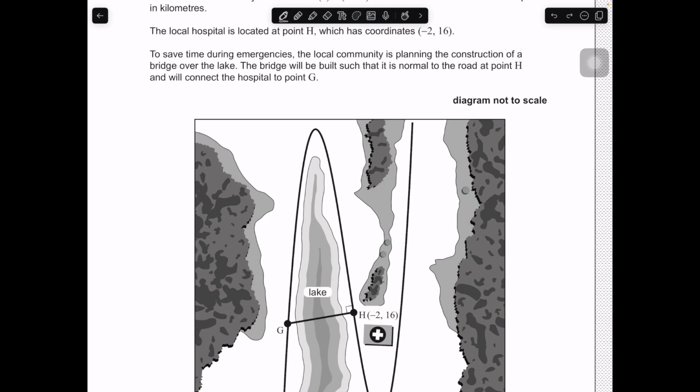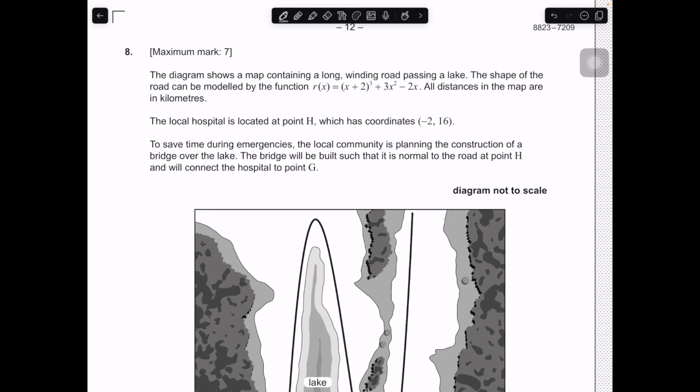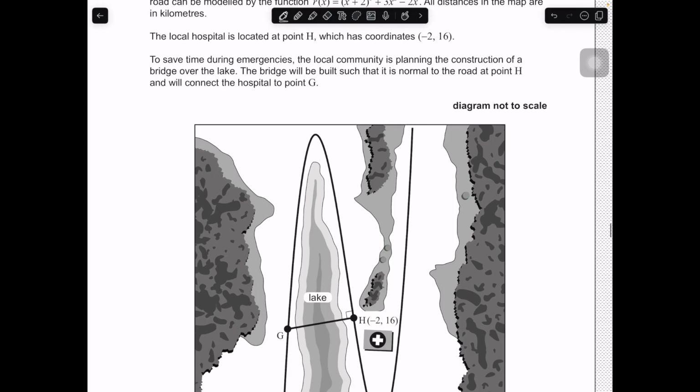So we've got this road that can be modeled by this function right here, this winding road, and we have the hospital at point H, and we want to build a bridge. And the bridge is normal to the road at point H. And what that means is it's at a right angle to the function. So if we have some function, for example, and I'll write it in the corner here, let's say a cubic function like this, we've got a tangent to the function, and then we've got something that is normal, that is to say at a right angle to this tangent line. And that should help us out.